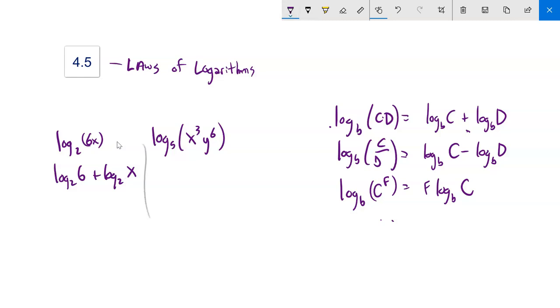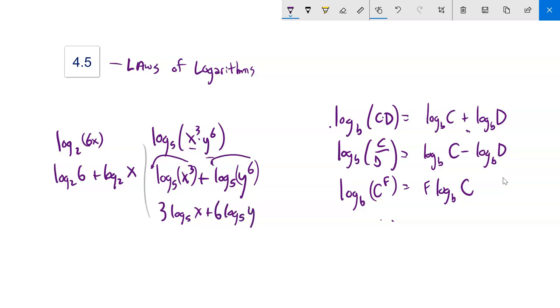All right, let's do this next one. Log base 5 of x cubed times y to the 6th. So those two things are multiplied together, so it would be log base 5 of x cubed plus log base 5 of y to the 6th. And now I can keep going from here because I have these exponents involved, and exponents will shift down to multiplication. So this would be the same as 3 log base 5 of x plus 6 log base 5 of y. And these are just exercises to get us practicing this sort of manipulation and thinking about these relationships.